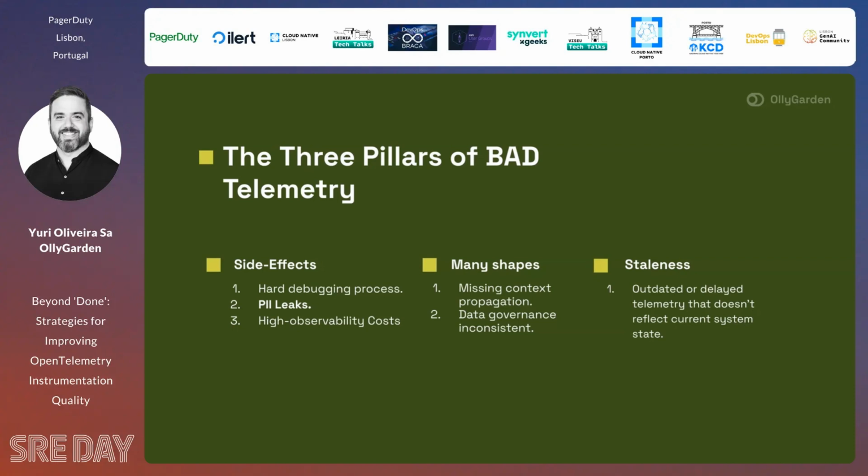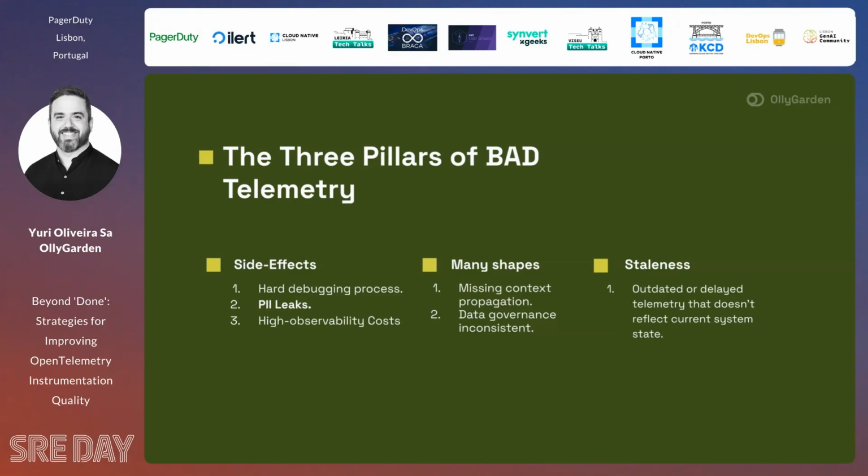Again, the data governance is also inconsistent. I've seen companies with different squads, and imagine a label, an attribute for a metric, is organization. One squad declared organization. The second one declared org underline ID. And the third one declared just org. Where is the data governance? You don't have it, basically.